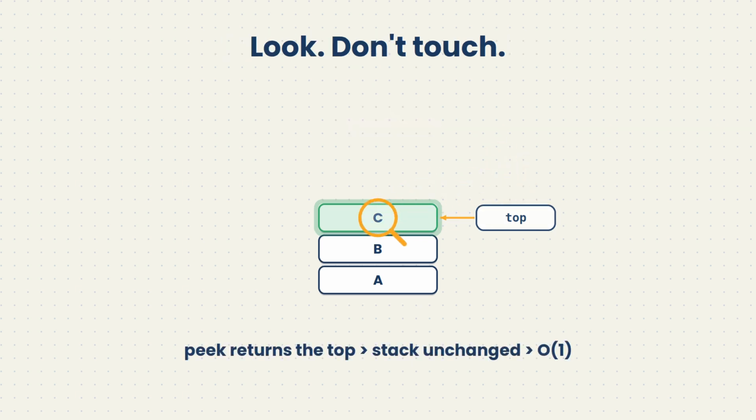Sometimes you just want to know what is on top without taking it off. That is peek. It returns the top item but leaves the stack exactly as it was. Like the others, it is O of 1. Push, pop, and peek. Three constant time operations, all at the same end.